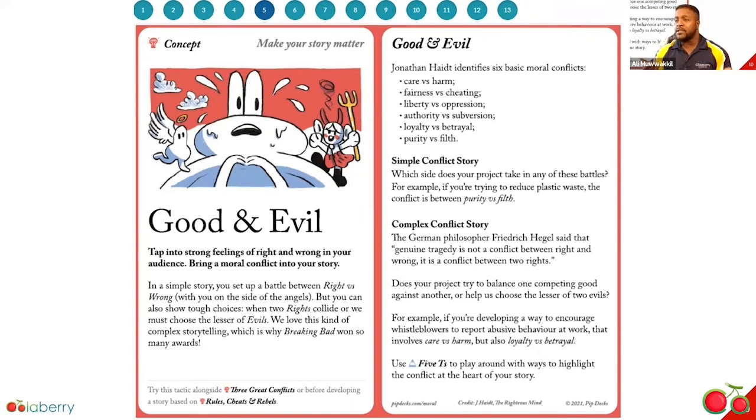So you have the different versions of good and evil, which you have suggestions for here: care versus harm, fairness versus cheating, liberty versus oppression, authority versus subversion, loyalty versus betrayal, purity versus filth. I actually think this was the card I used the least. I had more of a care versus harm, if I were to categorize it. There was this situation where he could lose his job. So that's how I used this card, probably the least used card in my story.